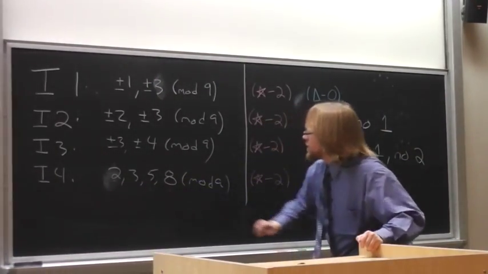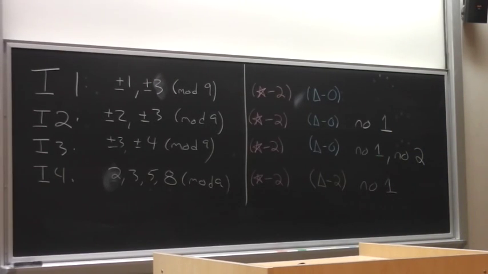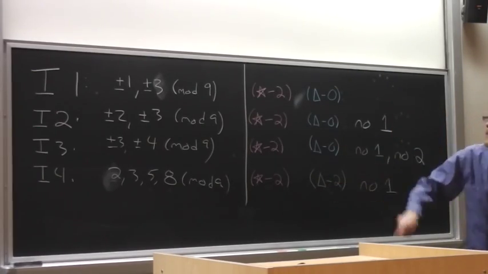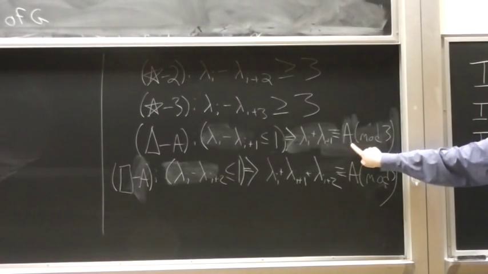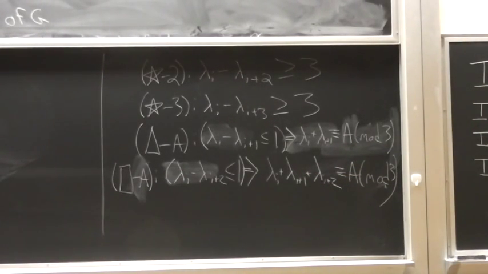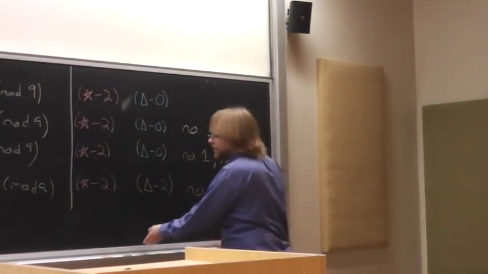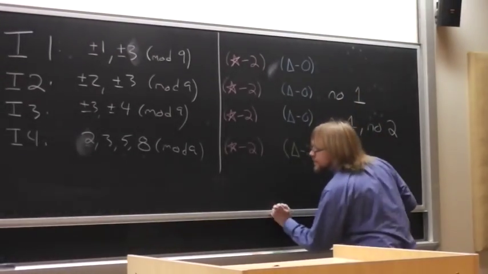I4, 2, 3, 5, or 8 mod 9. So now these are asymmetric. So that's a little bit different than the ones we've seen so far. Star 2, triangle 2. So now if they're within one of each other, the sum is congruent to 2 mod 3. So that's kind of different. There's something to trip over here. And no 1s. So these are 4 mod 9 identities.